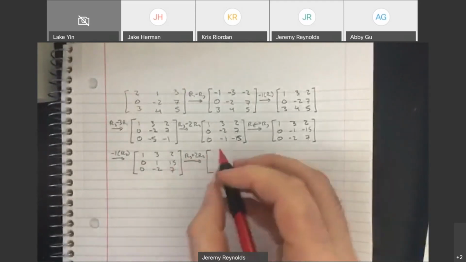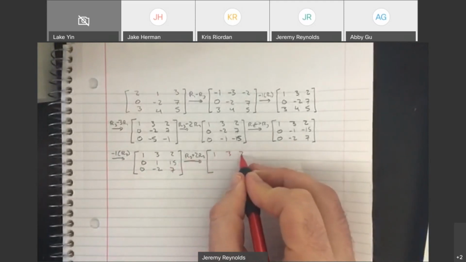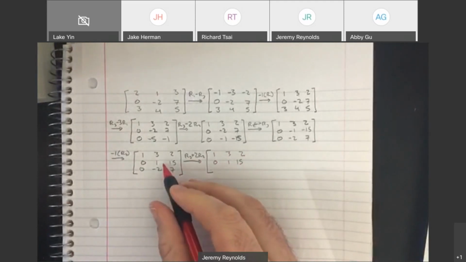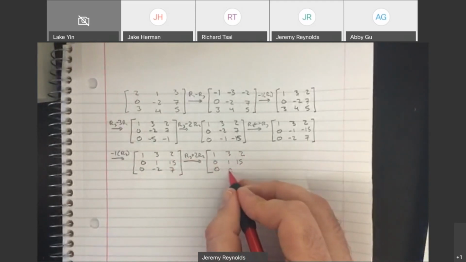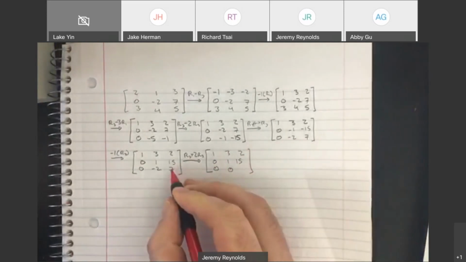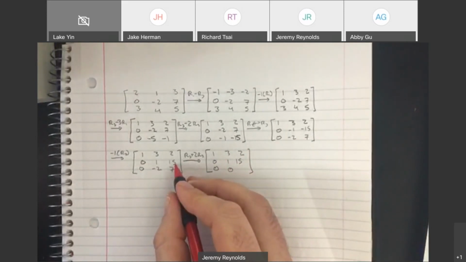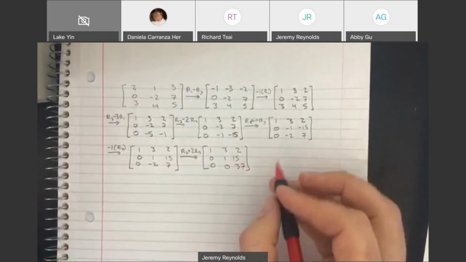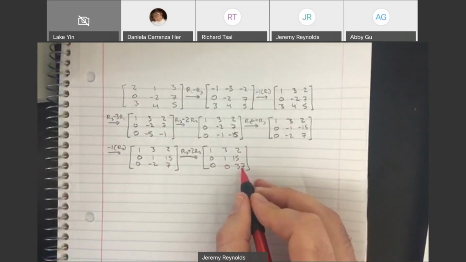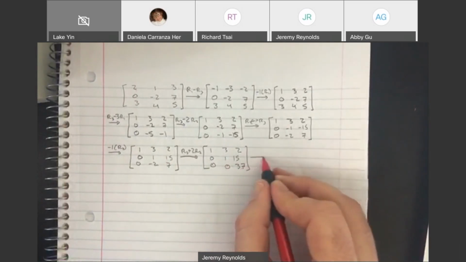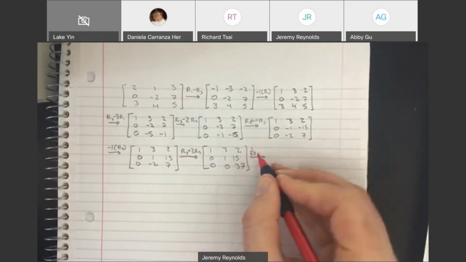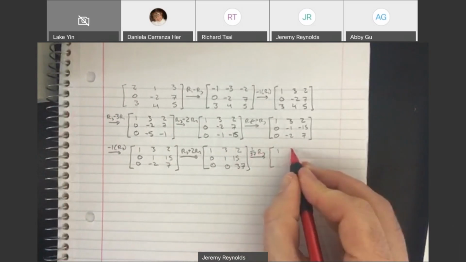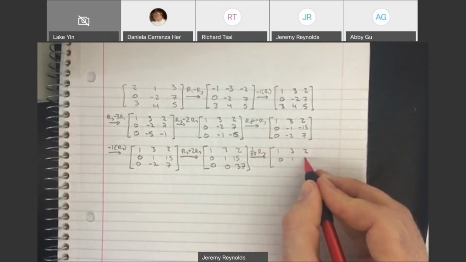And that's going to give us row 1 is going to stay the same, row 2 is going to stay the same, and row 3 plus 2 row 2 is going to end up being 0, 0, and then 7 plus 2 times 15 is going to be 37. And now, in order to get a 1 in the lower right position, we're going to multiply the bottom row by 1 over 37. So we're going to get 1 over 37 row 3. And that'll give us our matrix in echelon form.